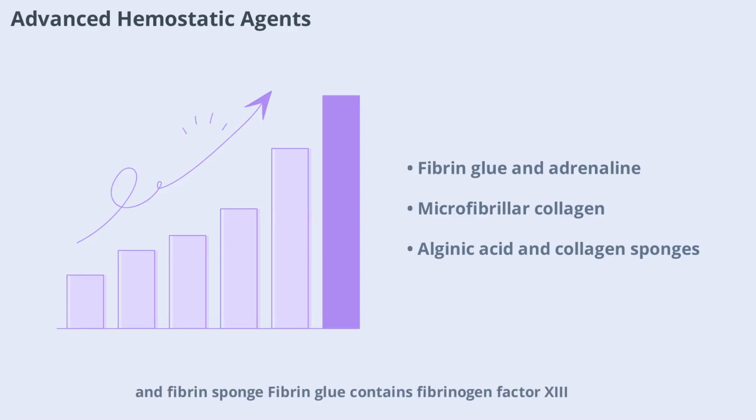Fibrin Glue contains fibrinogen, factor XIII, and thrombin, forming a stable clot and providing a scaffold for wound healing. Adrenaline induces vasoconstriction but must be used cautiously in patients with hypertension or cardiac disease. Microfibrillar collagen activates platelets and is absorbed in 3 months. Alginic acid forms a protective film over bleeding sites, compressing capillaries and stabilizing the clot. These agents offer targeted solutions for difficult-to-control bleeding.